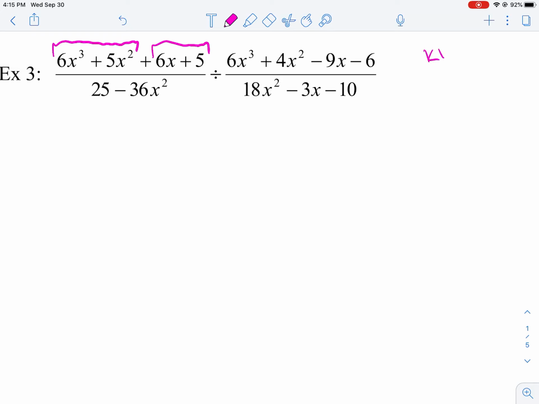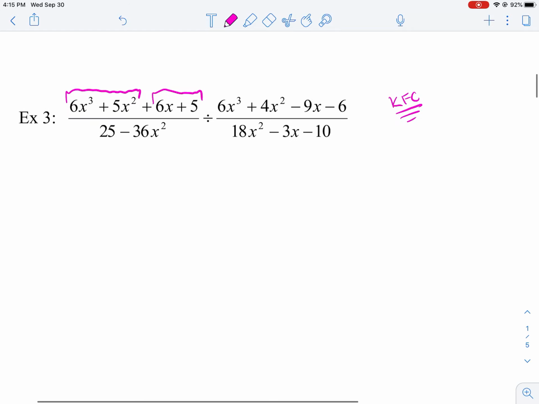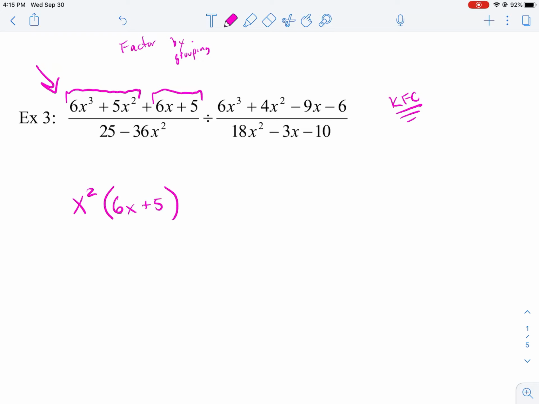Don't forget your keep, flip, change. So in this case, I'm going to keep the first fraction. What I want to do is take a GCF out of this first piece. I want to factor this numerator. Now remember, when there are 4 terms, we have to use factor by grouping. So this first piece, there are no common factors between 5 and 6, but I see an x squared in both sides. So I'm going to take out an x squared, which leaves me a 6x plus 5.